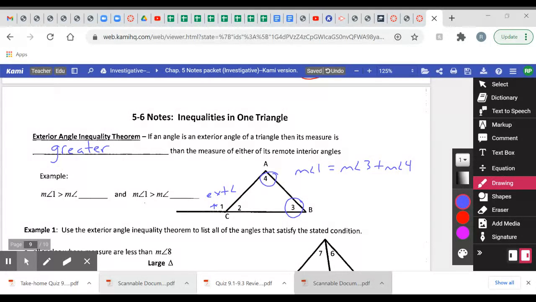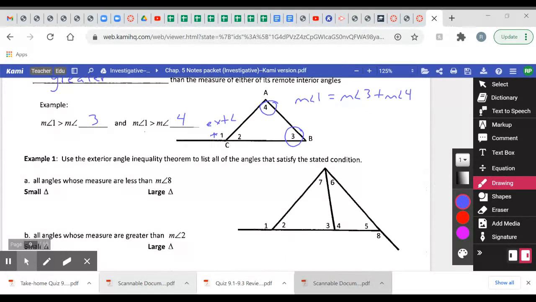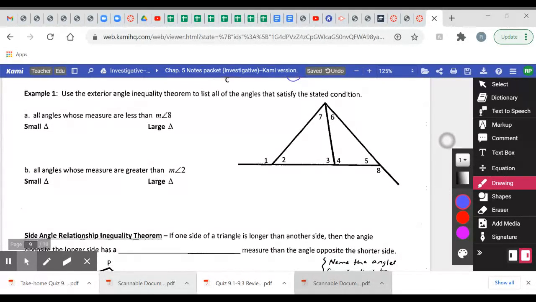Okay, so what the exterior angle inequality theorem says is that if angle 1 is equal to angle 3 plus angle 4, then angle 1 has to be bigger than 4, and angle 1 has to be bigger than 3. So that's what we're filling in here. Measure of angle 3 and measure of angle 4. All right. And then we'll use that rule some later.